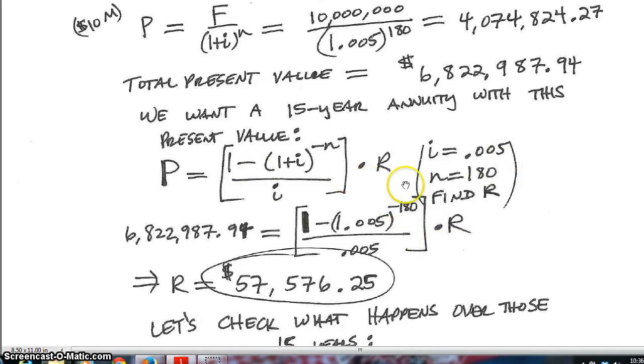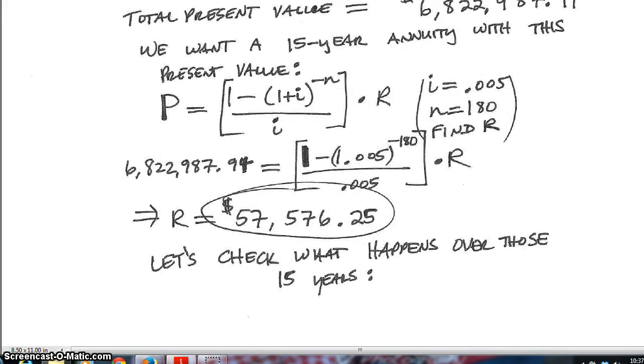Okay, so we've done this before. So you plug each of those in. You invert this, bring it to the other side, plug it into the calculator, and you get R is 57,576.25. Now what I wanted to do was, beyond just getting this, I want to show you that this does work.